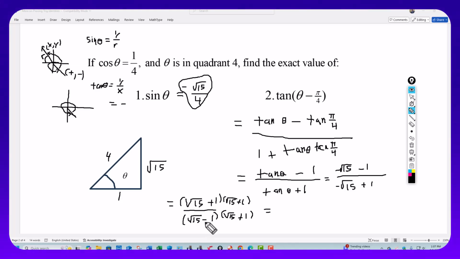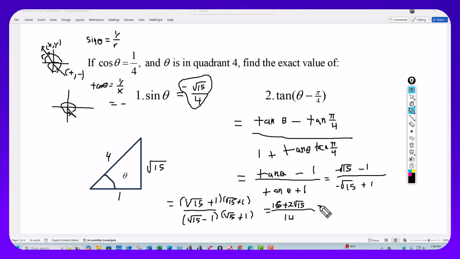In the denominator, I have the difference and the sum of the same two terms. The square root of 15 minus 1 times the square root of 15 plus 1 gives me the square root of 15 squared minus 1 squared. That'll be 15 minus 1, which gives me 14. In the numerator, I have the same factor twice, square root of 15 plus 1. That gives me the square of the first, which is 15, plus twice the product, 2 square root of 15, and then 1 times 1 is 1. Adding that to the 15 becomes 16. So we got 16 plus 2 square root of 15.